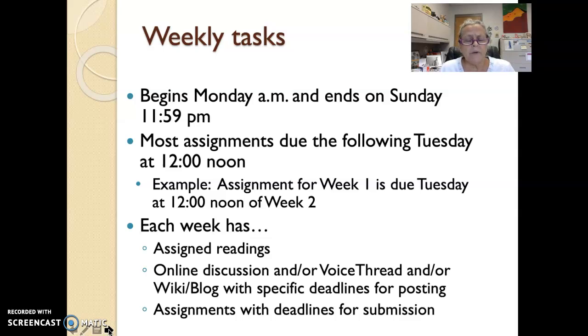Within the Blackboard, I try to keep those deadlines without dates because I pull this forward every year and that just gets confusing. If you see a date, it's probably something left over from a previous year. So I try to put the day of the week and the week it is due.